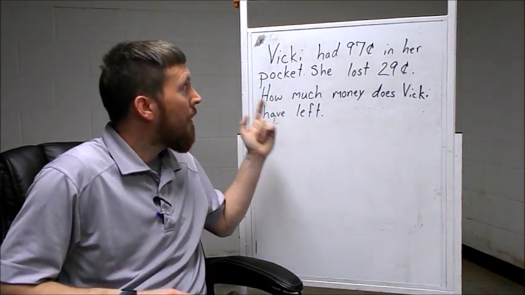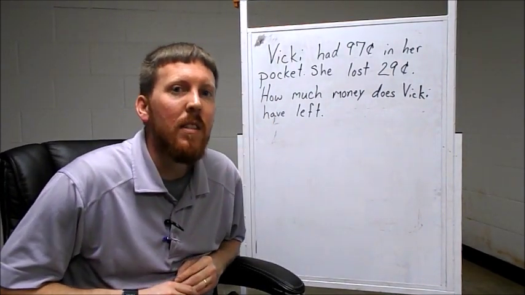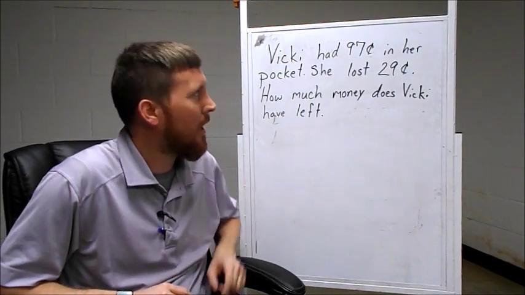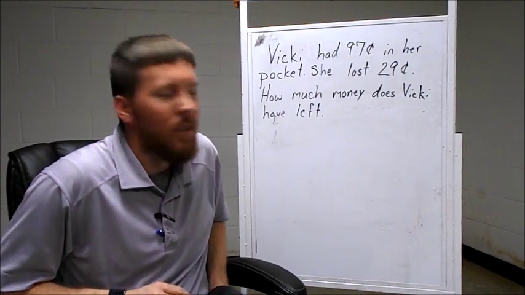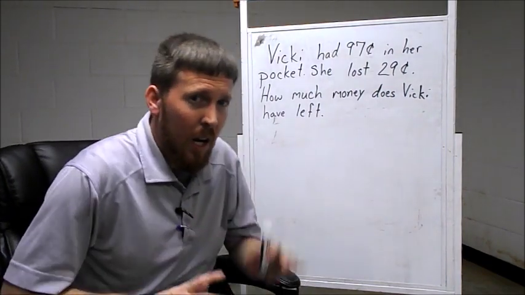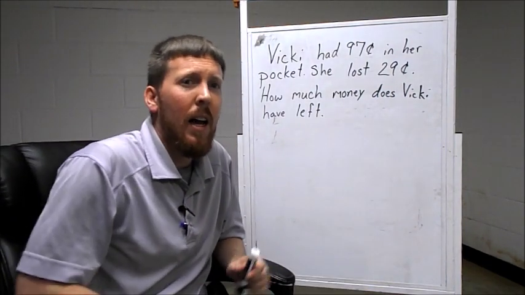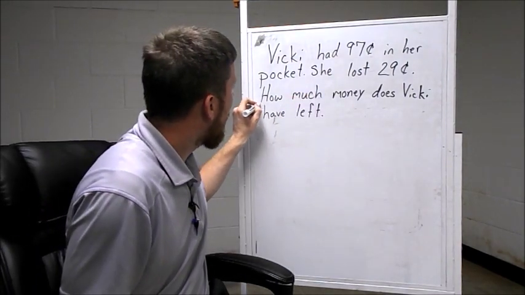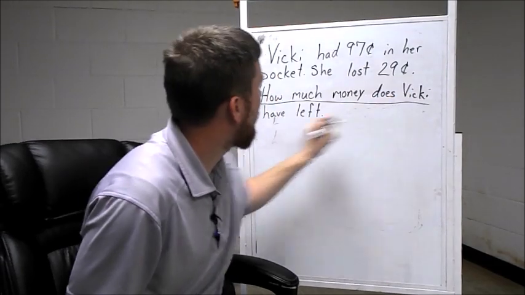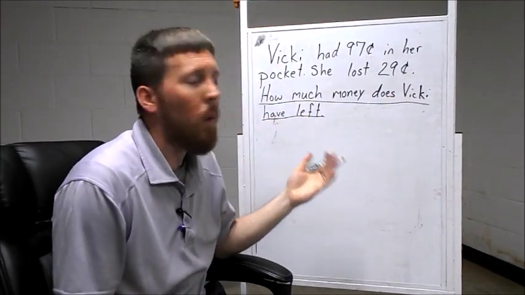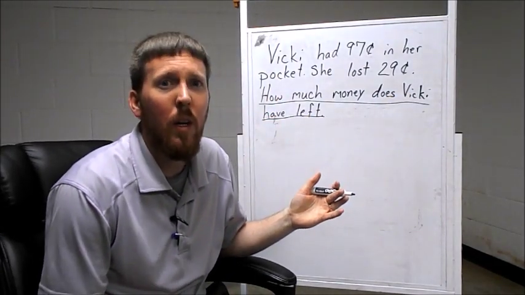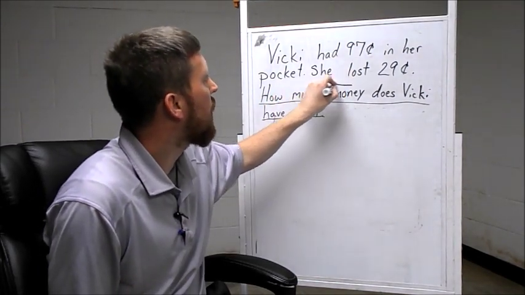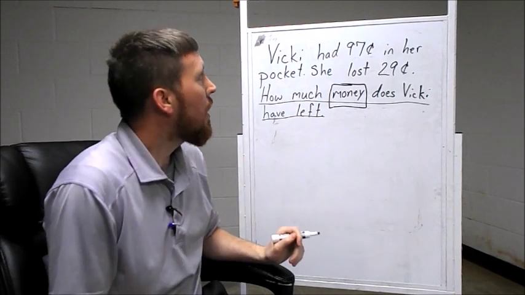Here it is. Vicky had 97 cents in her pocket. She lost 29 cents. How much money does Vicky have left? I've got my marker. I'm going to go ahead and underline the question, like always. How much money does Vicky have left? We don't care about who it is. We care about the amount that they have, the value. So we're going to say how much money.